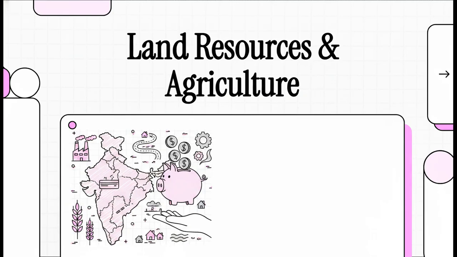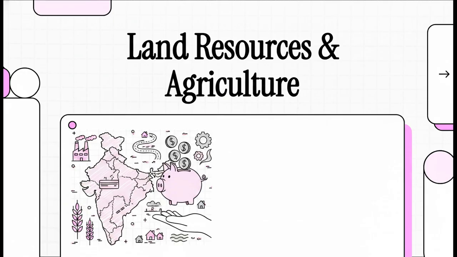Welcome to This Explainer. Okay, today we're looking at India's landmass, but we aren't just looking at some static map with borders and colors. Instead, I want you to imagine it as a fixed bank account. It's a strictly finite resource that a rapidly growing nation is constantly drawing from.